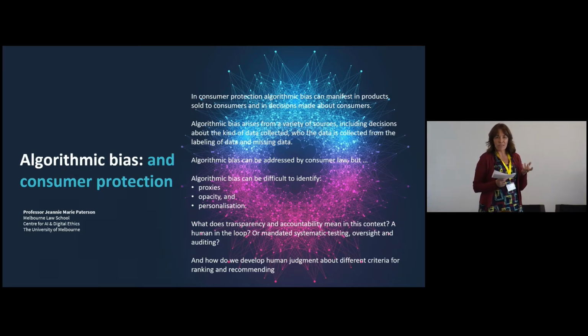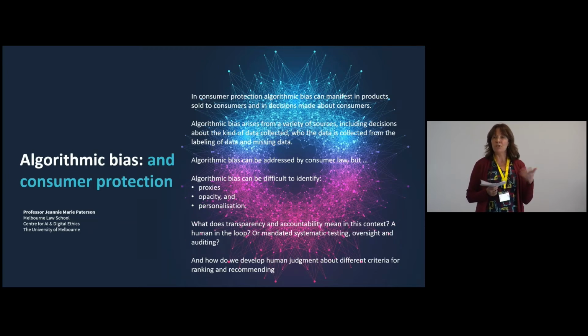So I'm going to talk about algorithmic bias and consumer protection law. Now, consumers are subject to automated decision-making in the private sector. So this might be decisions about employment, about whether they get a loan, whether they get insurance. Consumers are also subject to automated decision-making and potentially bias in their retail encounters. So they may be subject to targeted advertising that is premised on decisions about different groups of consumers. Different groups of consumers may see different ads.